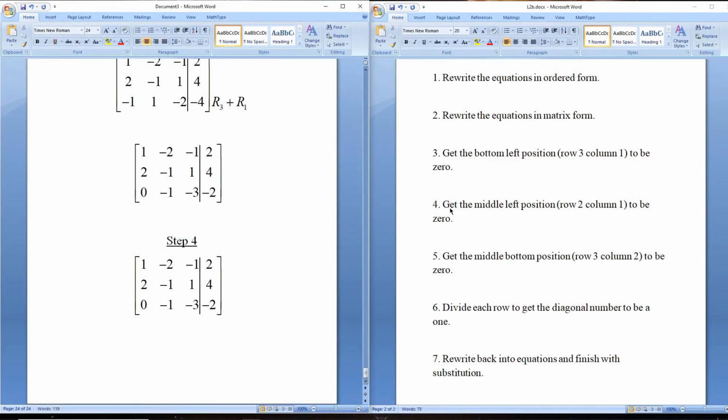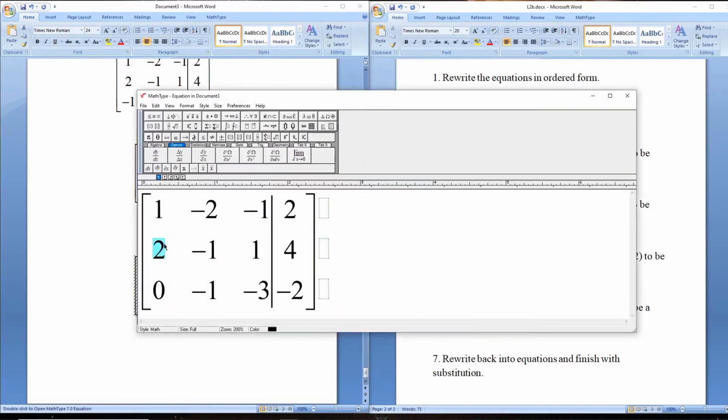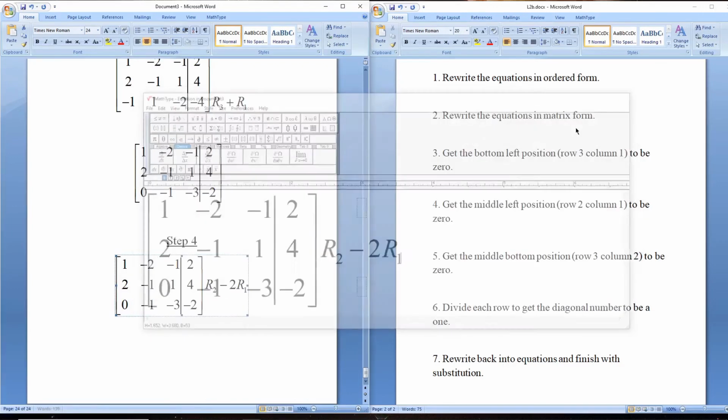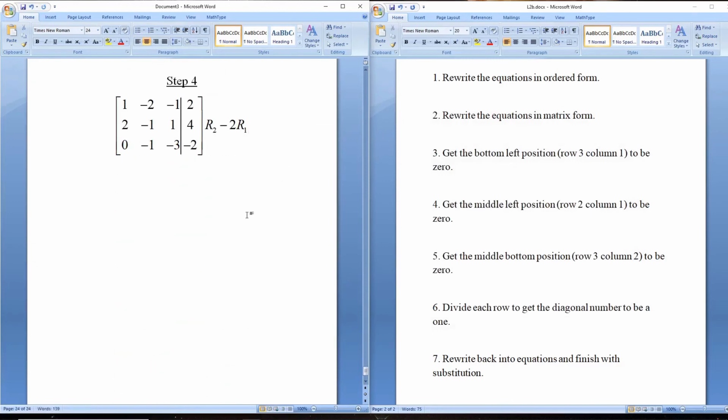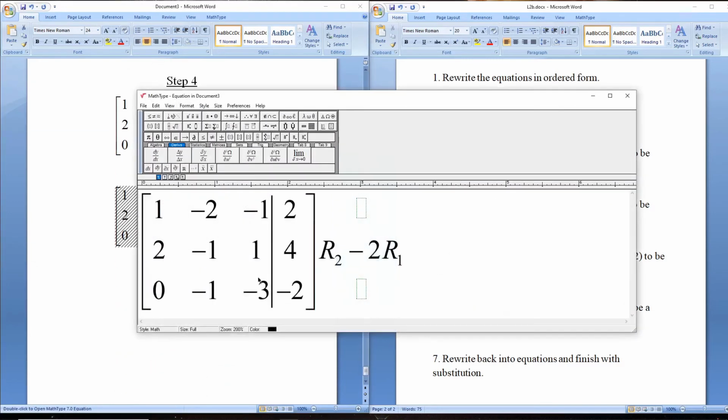The next step says, step 4, let's get a 0 into this middle left position. So right here, now we want to shoot for a 0 right here. And what instruction can we use to do that? Well, we could do row 2 minus 2 times row 1. So let's carry out this instruction. We're going to take row 2 and subtract 2 times row 1.